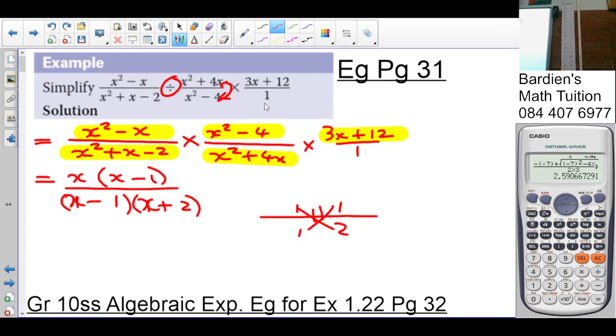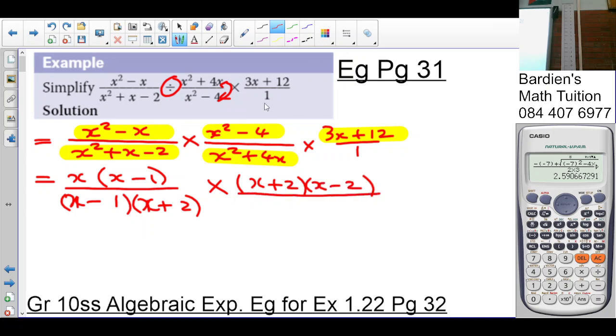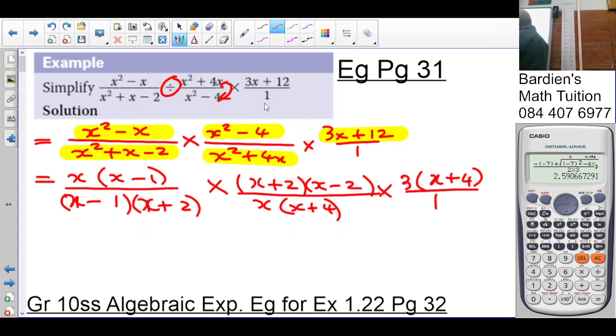Times. What's the factorization here? So what do we get? x plus 2, x minus 2, or x minus 2 over x times x plus 2, over x into x plus 4, times 3x plus 12. 3 is common, yes? 3 into x plus 4 over 1.